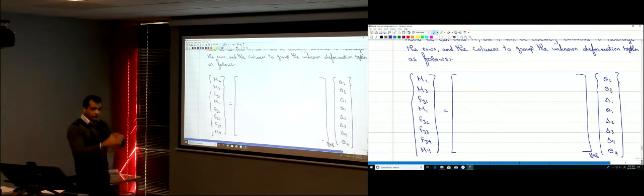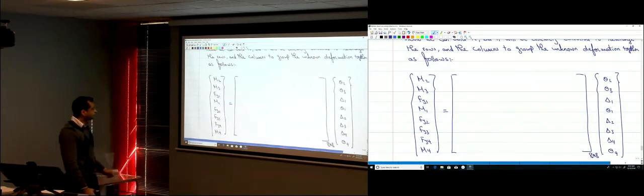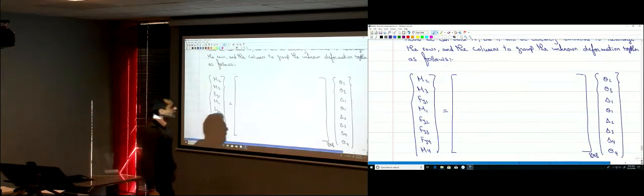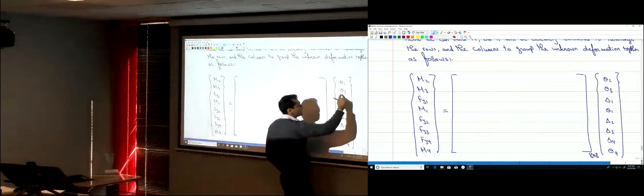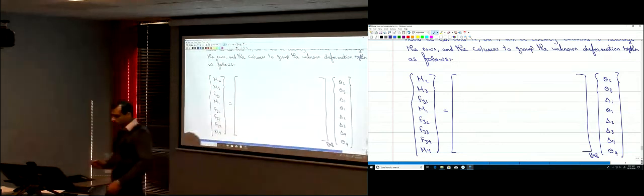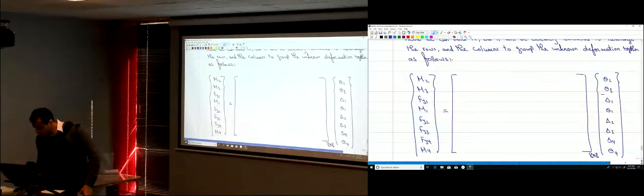Okay? I just rearranged them, that's all. How did I rearrange them? Here I have the unknown displacements first. So I grouped the unknown displacements first. Here, those are the unknown displacements.